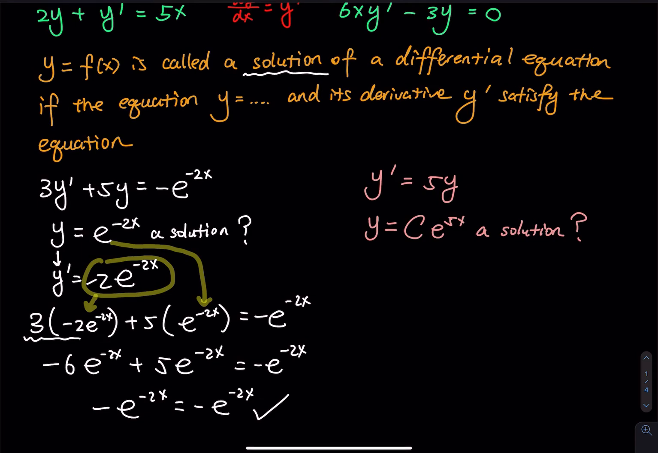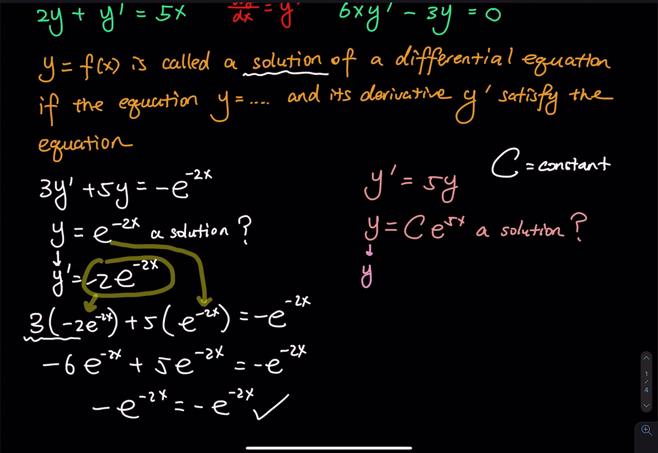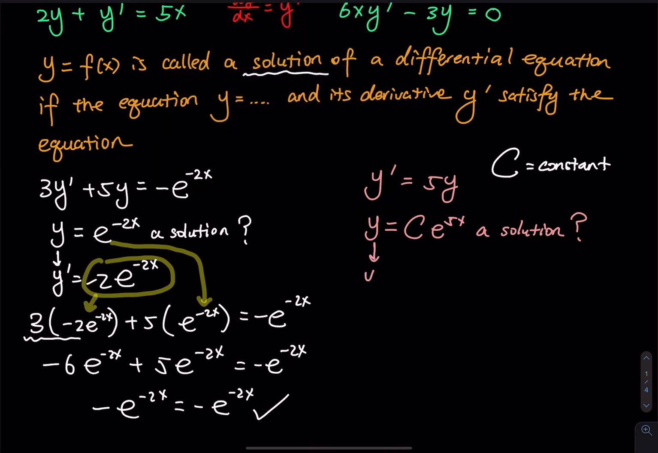The one on the right, I have y prime equals 5y, and y equals C times e to the 5x. Is this a solution? First of all, in differential equations, the big C stands for a constant. A constant is just a number without any variable, like 5, 6, 1/2, pi, e to the 6th power, and so on and so forth. First of all, let's find y prime.